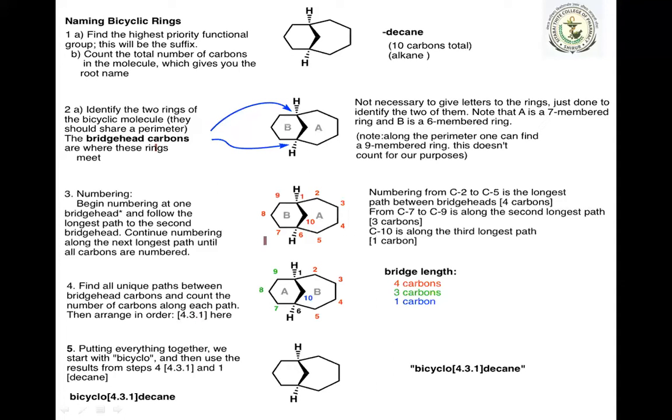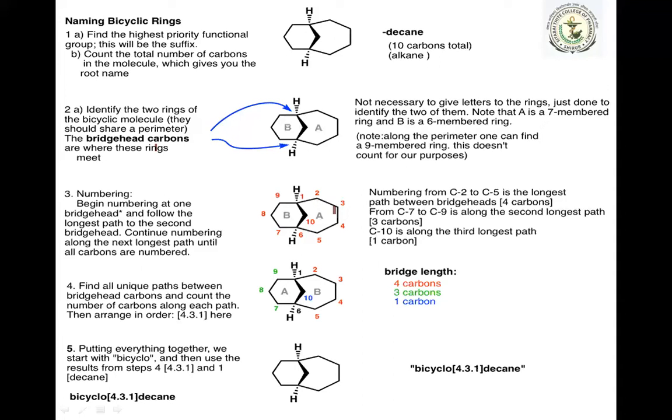Now after that you have to find the paths between the bridgehead carbons. So now all of you can see this is A and B, which are the common carbons. In between these carbons, how many paths? This is the first path, this is the second path and this is the third path. So in the first path how many carbons are present? You have to count.